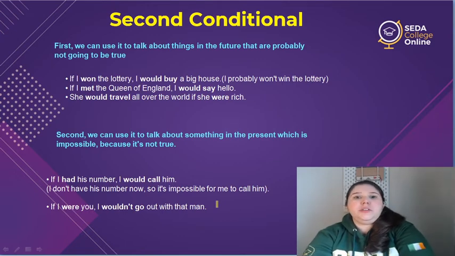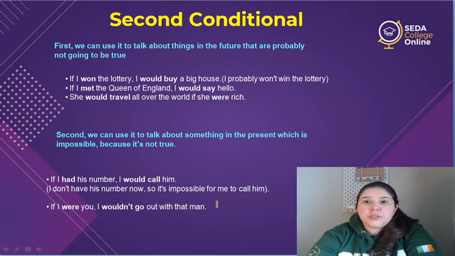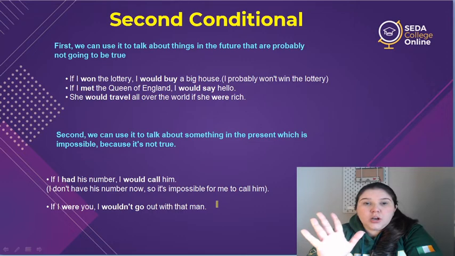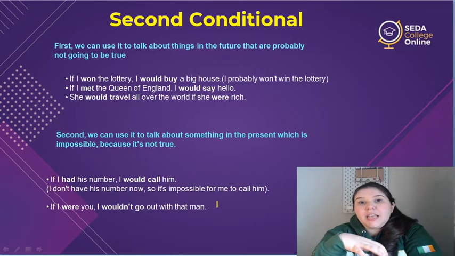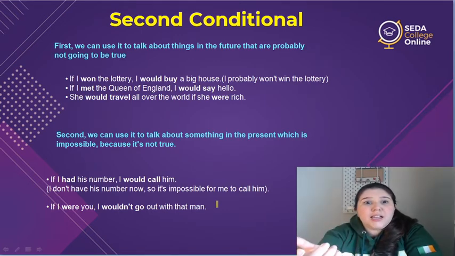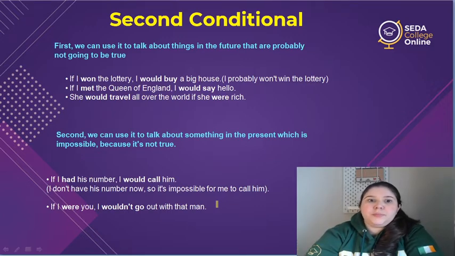First, we can use it to talk about things in the future that are probably not going to be true. So here is the catch. Remember, the first conditional is something that's probably going to happen. It's probably going to be the consequence of the action in the present. But here, when we use the second conditional, we're mostly talking about something that is not likely to be true in the future. So some examples here.